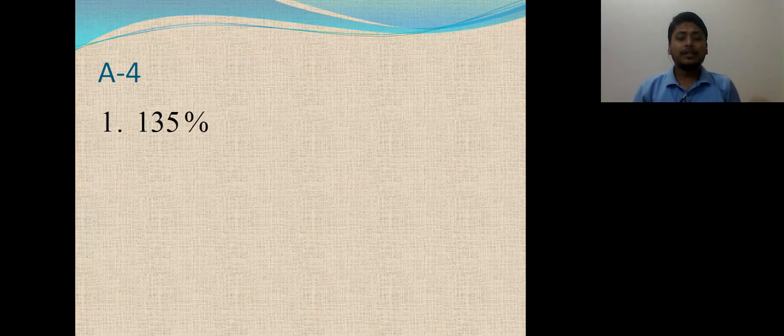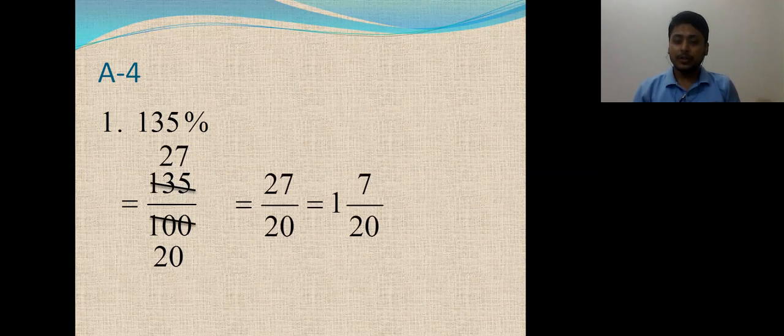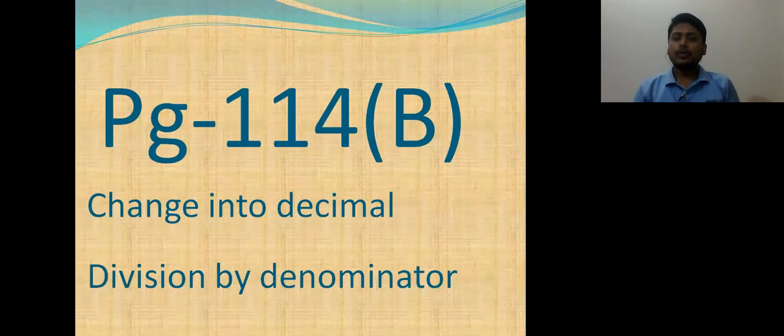135%. So 135% equals 135 by 100. Similarly, you can divide by 5 up and down. So 5 twenties are 100 and 5 twenty-sevens are 135. Now we got 27 by 20, and from 27 by 20 we can make a mixed number because the upper one is bigger. If the upper one is bigger, any number can be made into a mixed number by doing division. You know that.